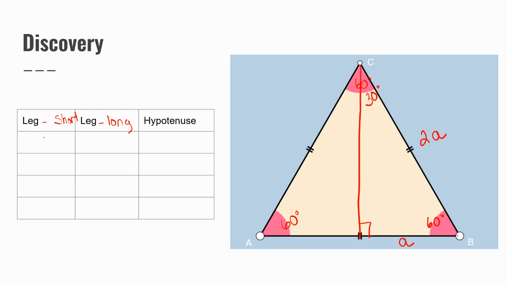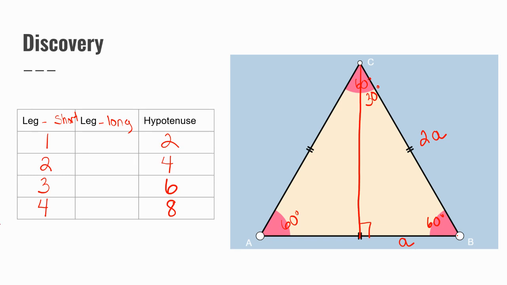So if I have a shorter leg of 1, we know that my hypotenuse has to be 2 because we're just doubling it. Likewise, if I have a shorter leg of 2, my hypotenuse is 4. If I have a shorter leg of 3, the hypotenuse is 6. If I have a shorter leg of 4, the hypotenuse is 8, because I just doubled those to get the hypotenuse. Now we can use our Pythagorean theorem to help us figure out what the rule is for the longer leg.